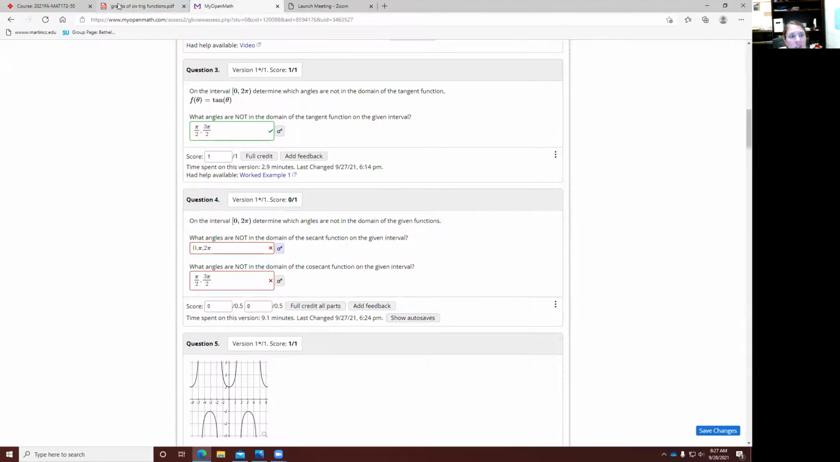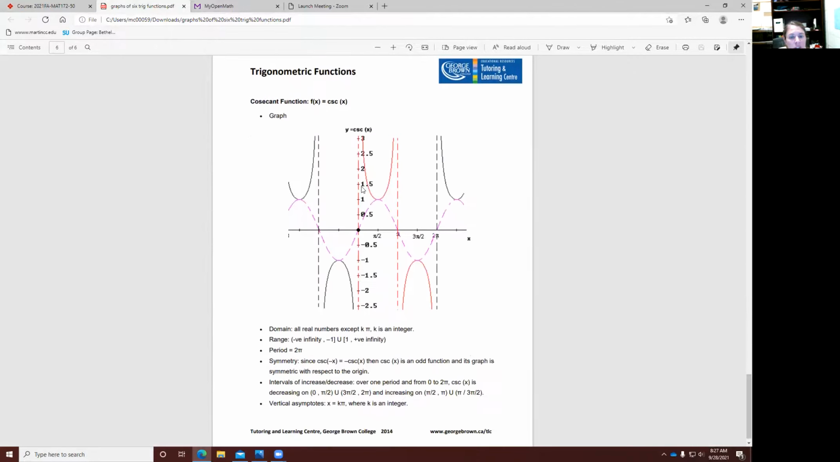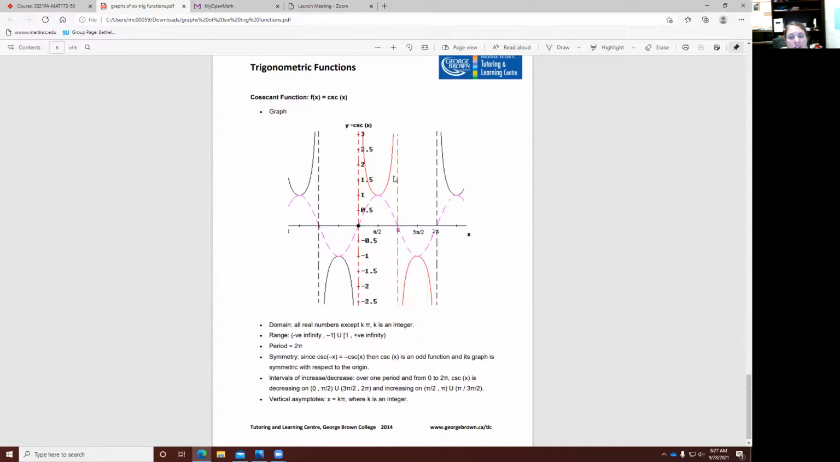Let's go look at cosecant. All right, here's the cosecant graph. This time the asymptotes are on pi and 2 pi. So the next one would be 3 pi, the next one would be 4 pi. So the domain is all real numbers except k pi, so you just put a number in front of that: negative pi, negative 2 pi, negative 3 pi.